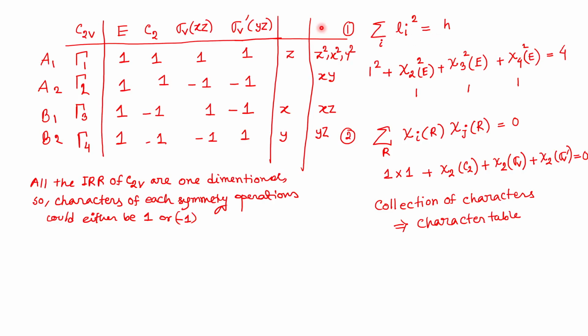Then we knew that li is the character of the identity operation, the transformation matrix of the identity operation, and the sum of the squares of that is going to lead us to the order of the group. And for C2v the order of the group is 4 because there are 4 symmetry operations possible in total. So from there, 1 plus chi2(E) squared plus chi3(E) squared plus chi4(E) squared is equal to 4.